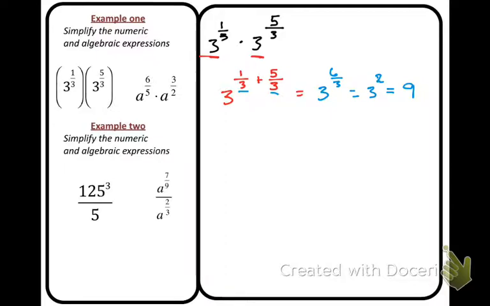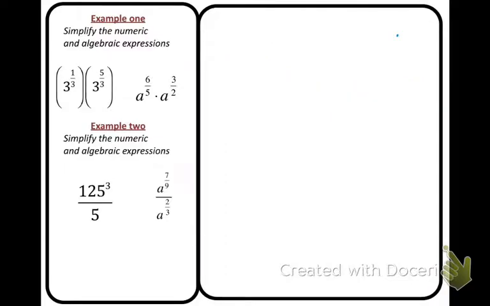Okay, now let's look at the second problem in example number 1. I'll go ahead and rewrite this one too. We have a to the 6/5 times a to the 3/2. We have like bases, they're both a. Since it's a multiplication problem, we're multiplying our exponents, so we have to rewrite it as an addition problem.